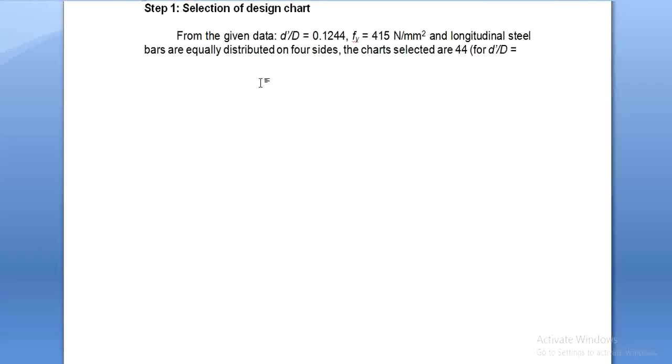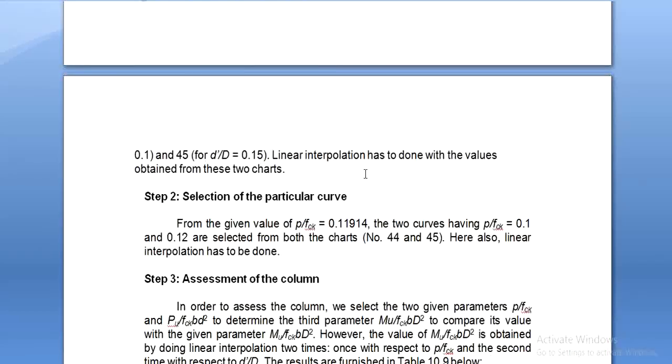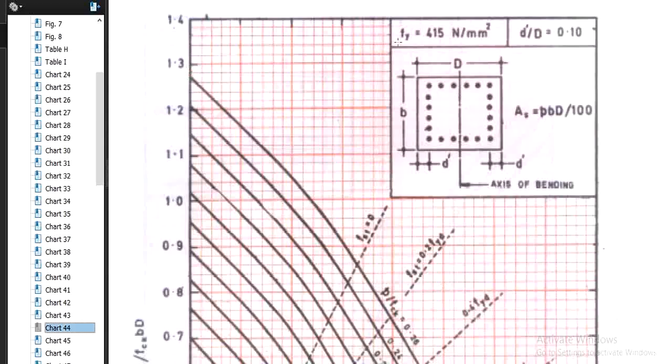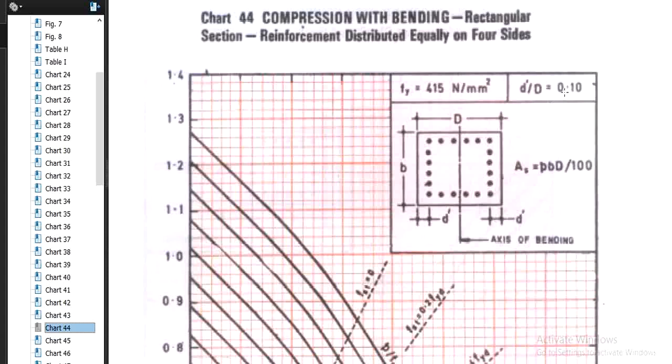Now again d dash by d is 0.1, it's not sufficient, because whatever the data I have obtained for d dash by d is 0.1244. So that is in between these two values. So now the value of d dash by d is equal to 0.1 I have selected. Again I have to select this chart also, then I have to do the linear interpolation between them. So now I am going to select chart number 44 as it is having d dash by d is equal to 0.1 and it satisfies the grade of steel requirement also and distribution of steel requirement also. It is distributed equally on all the 4 sides.